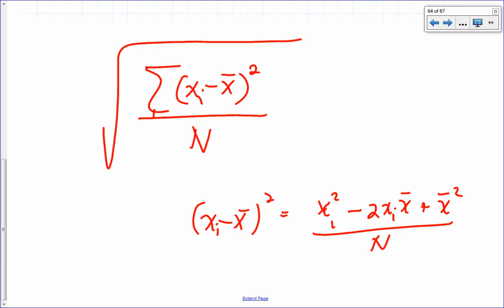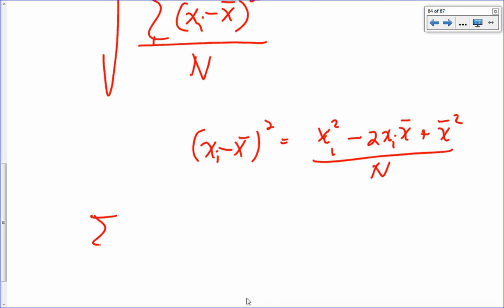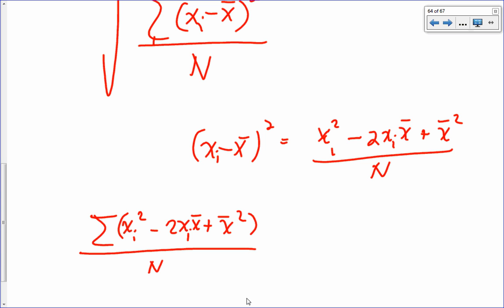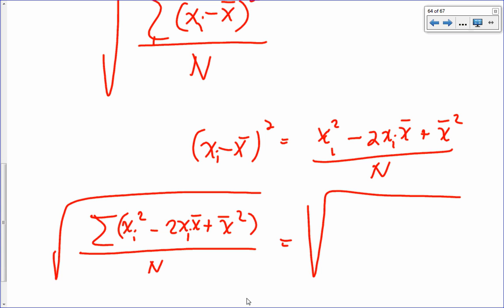So we can simplify this expression. We can expand this expression inside. Let's do that. Summation of x of i squared minus 2 x of i x bar plus x bar squared, divided by n. And you're going to take the square root of that. Okay, we're going to split it up. So this is going to be the sum of x of i squared over n. What is that? That's just the average value of the x of i squareds, right?